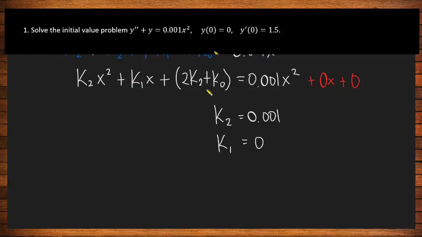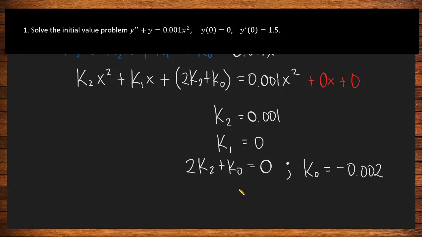And then, lastly, for the coefficients of x raised to 0, so basically, that is equal to 1, no? X raised to 0. So, we will have 2k sub 2 plus k sub 0 for our left side. And then on the right side of our equation naman, we will have 0. Now, if we substitute the value of k sub 2 here, makukuha natin yung value ng k sub 0 natin. So, that will be equal to negative 0.002.